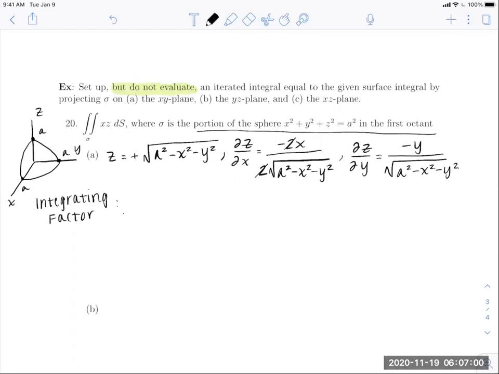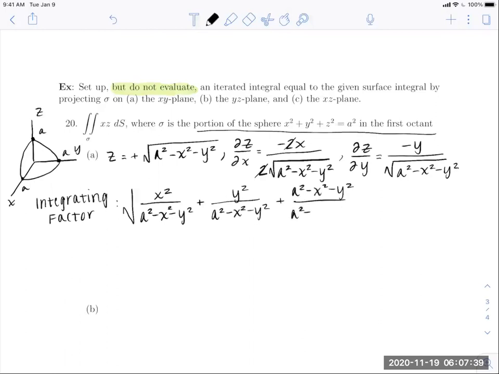Remember, I want to take the square root of all of the partials squared and add it up. So the x partial squared is going to be x squared over a squared minus x squared minus y squared. The partial with respect to y squared is y squared over a squared minus x squared minus y squared. And then I want to add 1, but instead of writing it as 1, I'm going to write it as that common denominator. So a squared minus x squared minus y squared over that same expression.